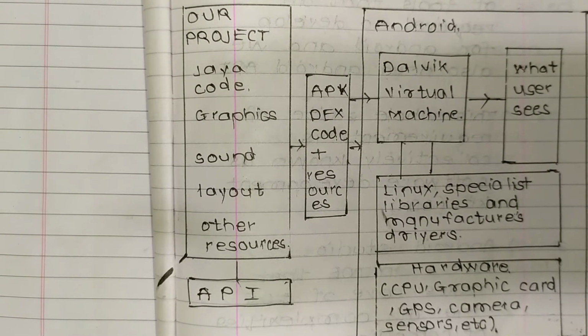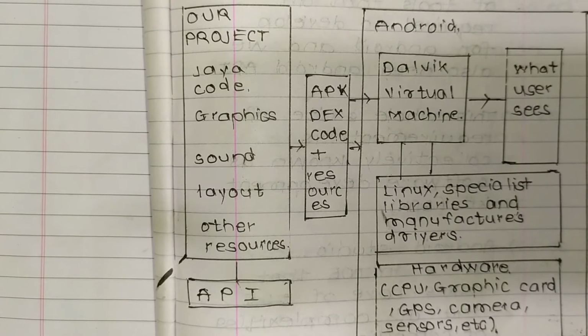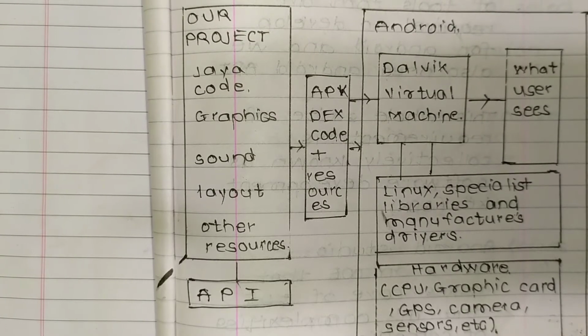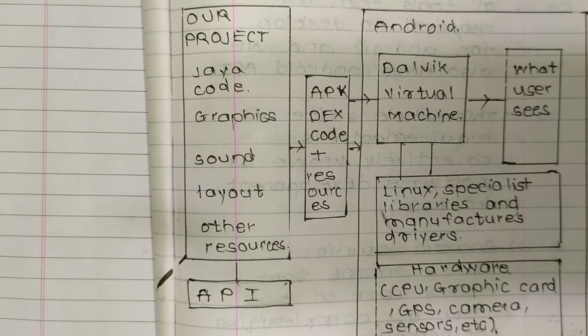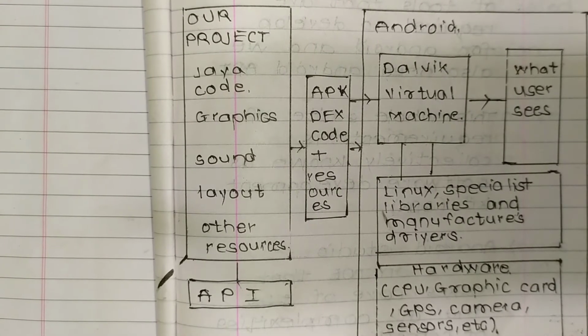So hardware here is Android hardware, which is like Snapdragon processors, then cameras, then various sensors like accelerometer, gyroscope, etc. So this is Android's hardware. Then there are Linux, specialist libraries and manufacturing drivers. So this is the software part. So this was the complete block diagram of Android.